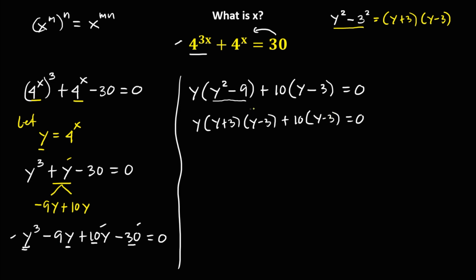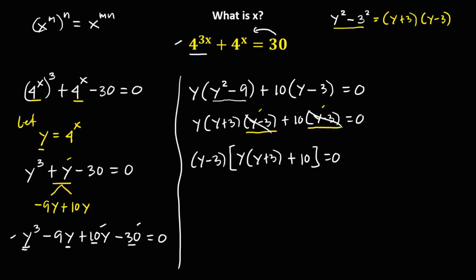Then observe that from these two terms, we have the common factor, y minus 3. So we need to put this y minus 3 outside. So we have y minus 3, then times y times y plus 3. So we put this y minus 3 outside, then plus 10, then equals 0. Then to simplify, we have y minus 3, then times, so multiply, y to the power 2 plus 3y, then plus 10 equals 0.